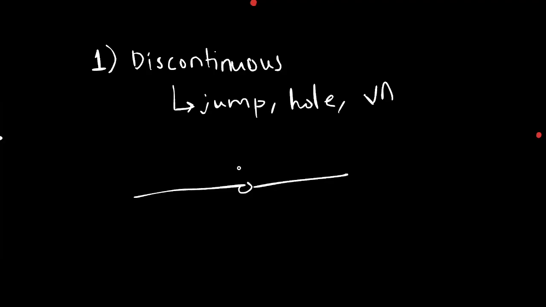There is no slope that we can even speak about, so it's not differentiable. This is a vertical asymptote.